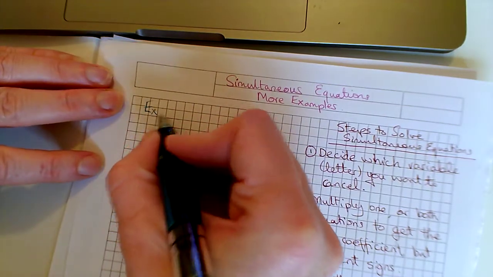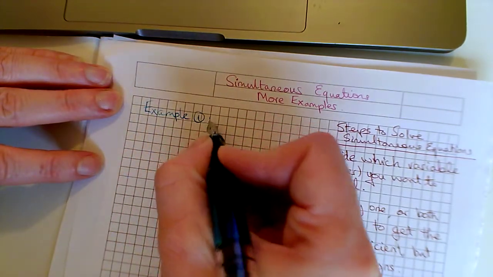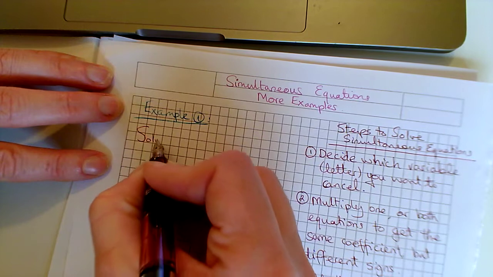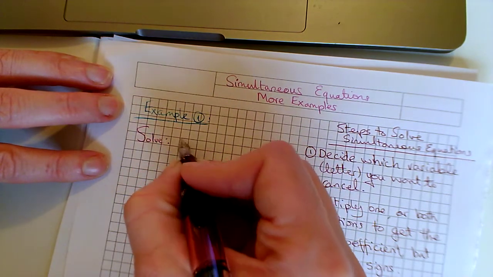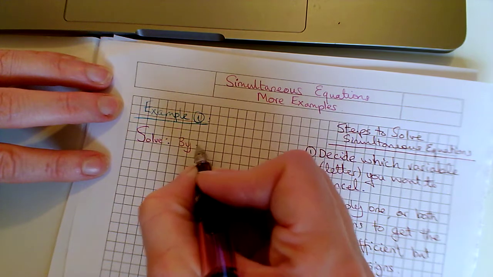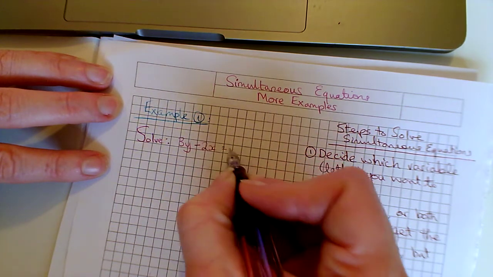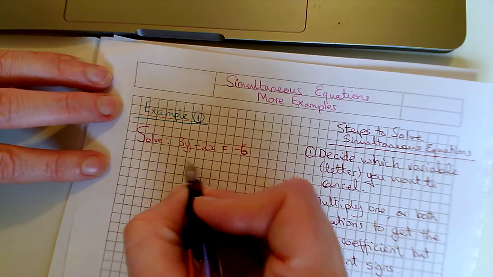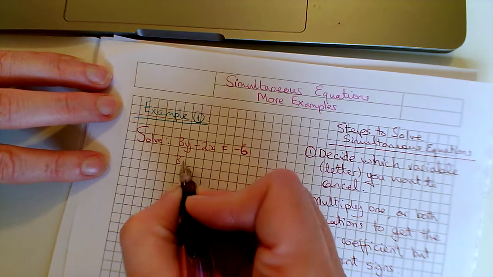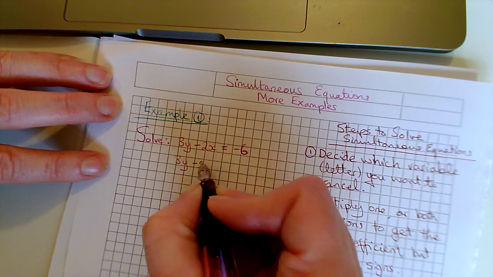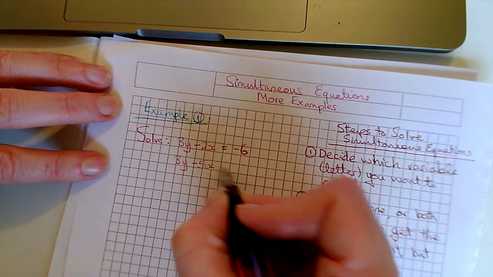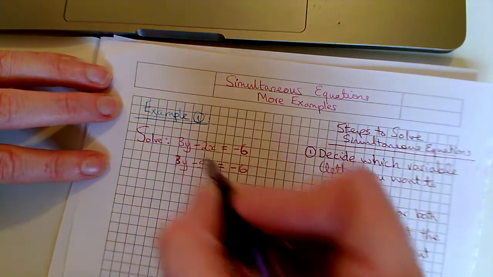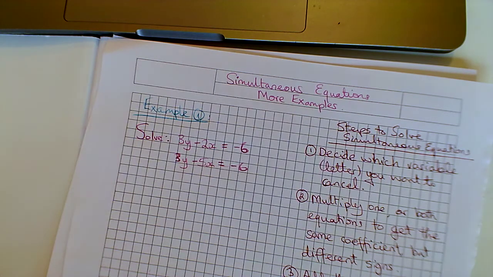Example 1. We're asked to solve 3y minus 2x equal to minus 6. And my second equation, 3y minus 5x also equal to minus 6. So we're going to solve these. Now, hopefully you can see those clearly enough.